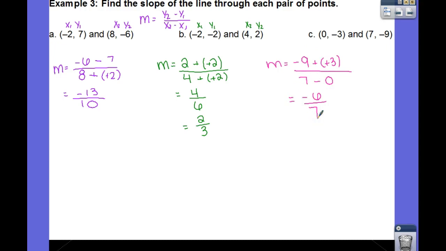In letter C, you have -9 plus 3 over 7 minus 0. So you get -6/7. Good?